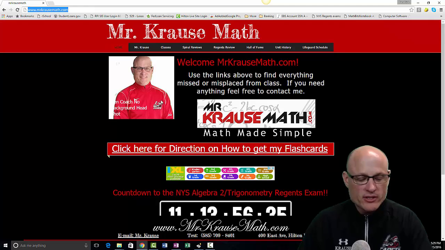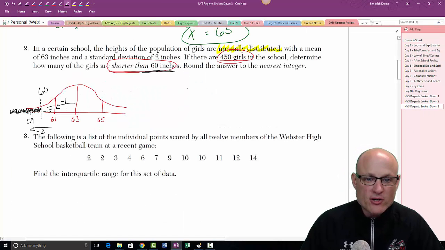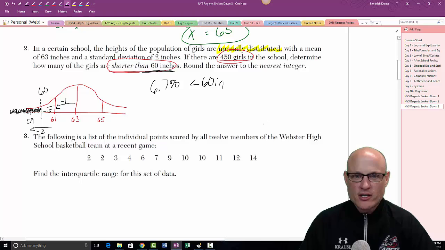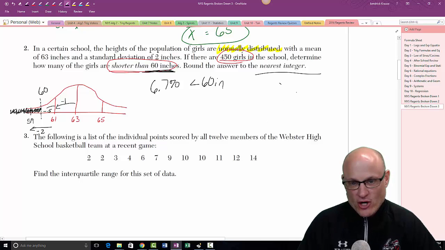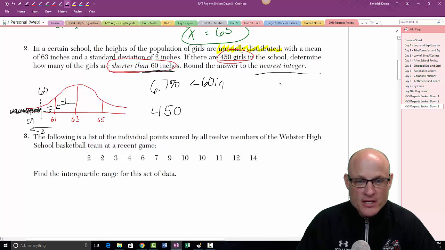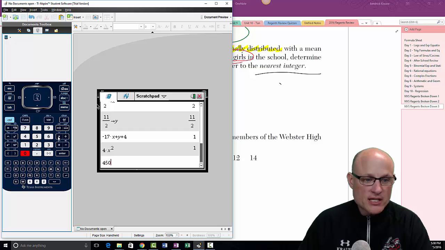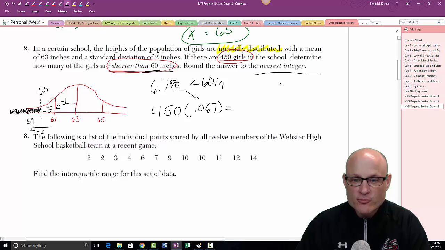I believe it's 6.7%. So I come over here to my chart. I keep screwing that up. And I say, okay, 6.7% are less than 60 inches. Is that the answer? No, they want to know how many girls are less than 60 inches. So what I need to do is take 450 girls and multiply by this as a decimal, 0.067. If I do that on my calculator, 450 times 0.067, I get 30.15.